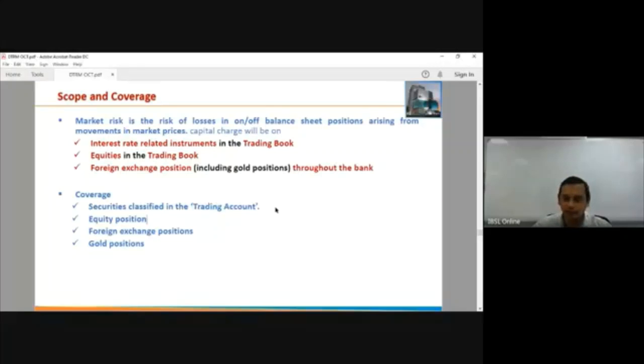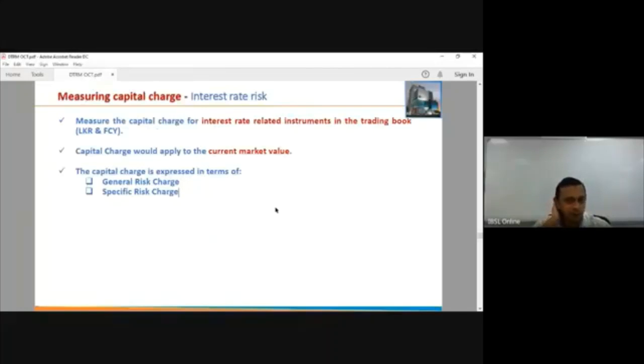So with that basic introduction, we'll move to the interest rate instruments and how to compute the capital charge. Measuring the capital charge for interest related instruments in the trading book includes your LKR portfolio and foreign currency portfolio. Whether you have investments in rupee debentures or dollar debentures, if classified under the trading book, it is subject to a capital charge.